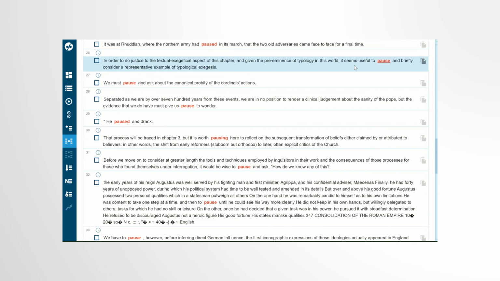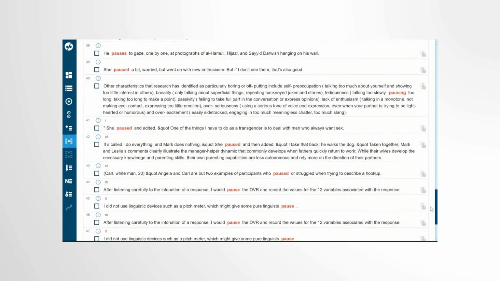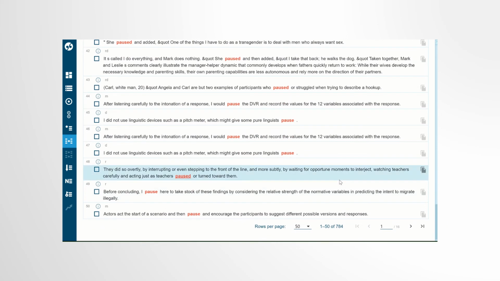It seems useful to pause and briefly consider. So here we have a coordinated clause with and. So again we can see there's little variation at the surface, so this definitely needs to go into our selection of phrases. And yeah, well, we could go on, and we'd find more phrases like, I pause here to take stock of these findings.